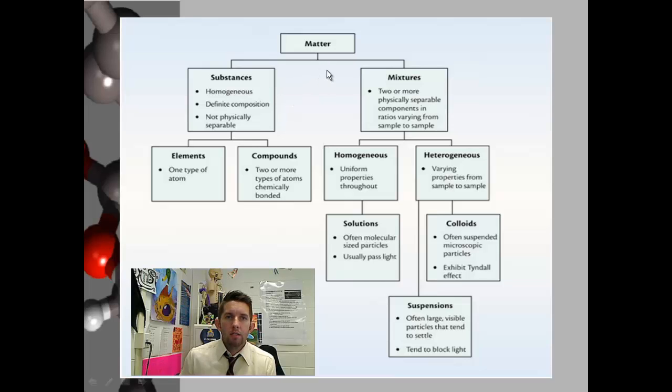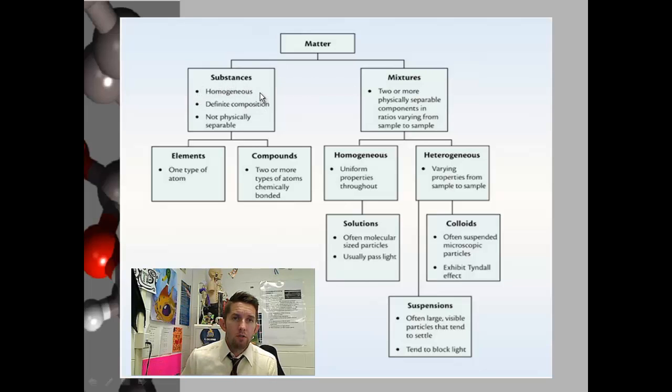First step in classifying matter is, well, is it a pure substance, or is it a mixture? Alright, pure substance or a mixture. This is kind of like a dichotomous key. We're breaking it down according to its characteristics. The two most broad categories are pure substances or mixtures. Let's start with the pure substances.